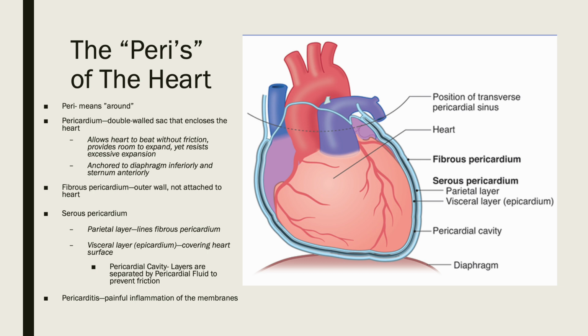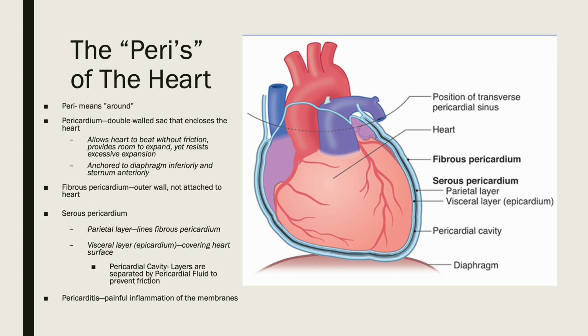So the prefix peri means around. So anything that starts with peri is going to be something that goes around something. The next part of the word is going to be a root word, and it'll tell you what it's talking about. So that membrane we just talked about that goes around the heart is called the pericardium, meaning around the heart. So it's a double-walled sac that encloses the heart and it protects it.